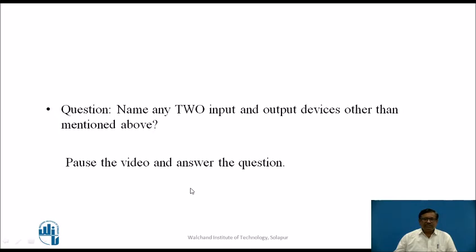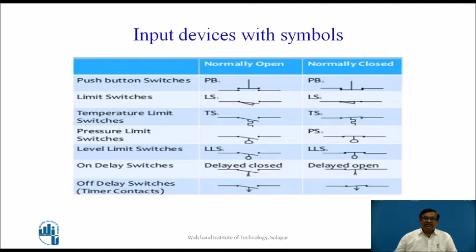Now there is a question: name any 2 input and output devices other than those mentioned in the earlier slides. Pause the video and answer the question. The answer could be, for input devices, as we know, push buttons and limit switches. We can say these are 2 input device examples, and output can be a solenoid or a motor or any valve.